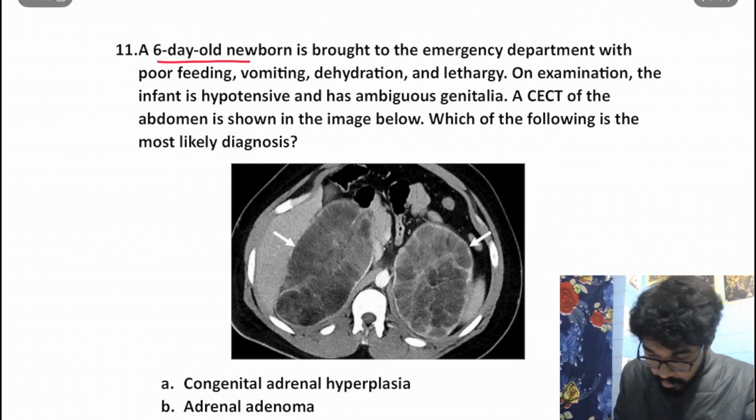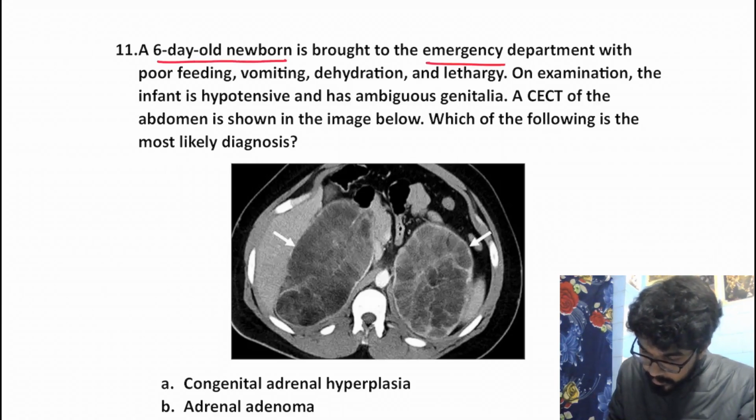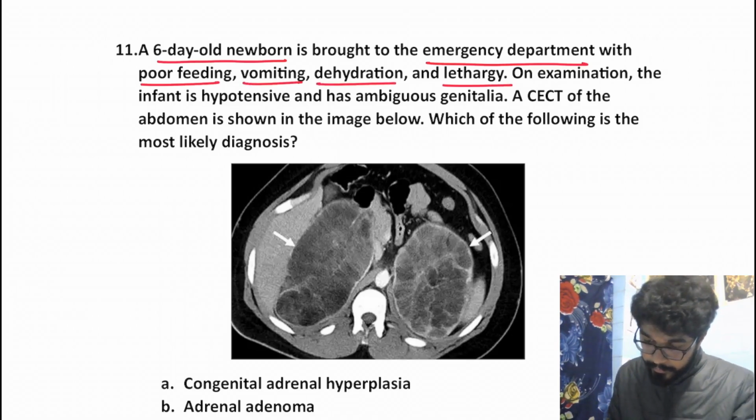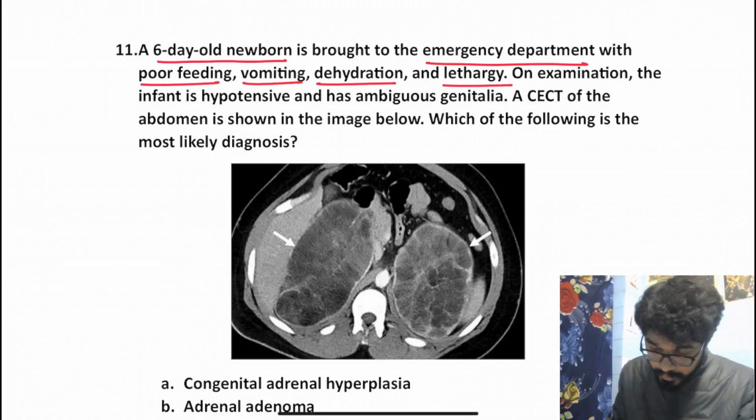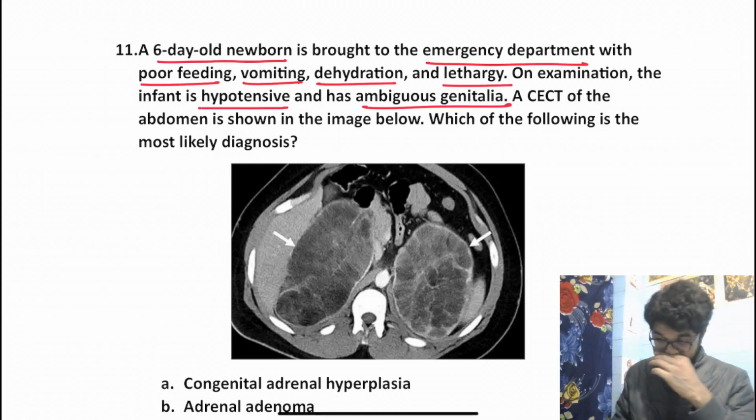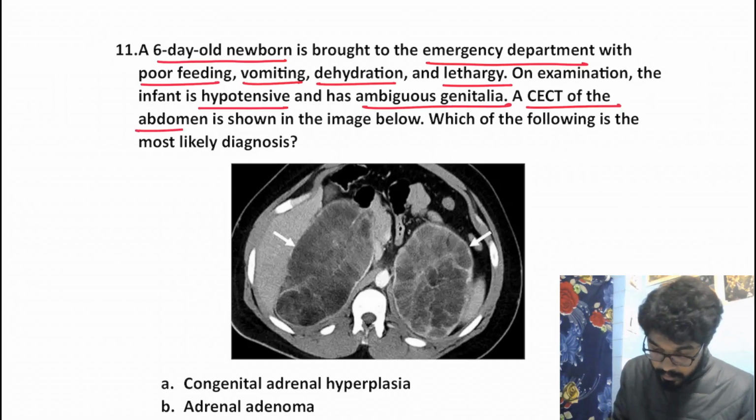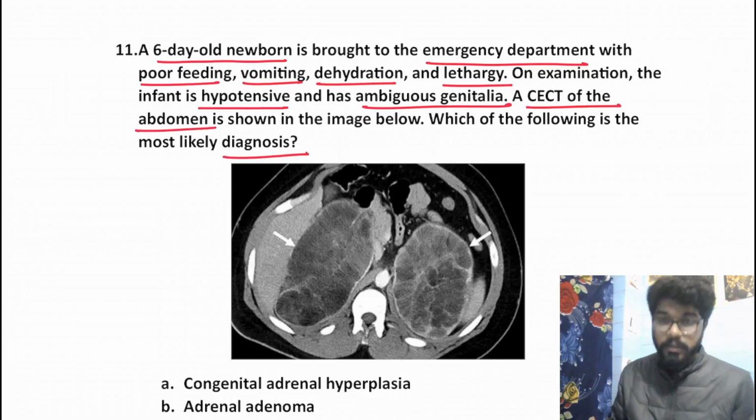A 6-day-old newborn is brought to the emergency department with poor feeding, vomiting, dehydration and lethargy. On examination, the infant is hypotensive and has ambiguous genitalia. A CECT of the abdomen is shown in the image below. Which of the following is the most likely diagnosis?